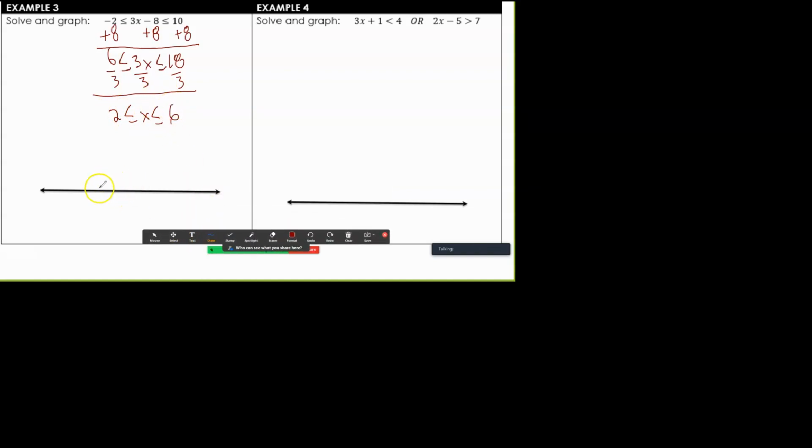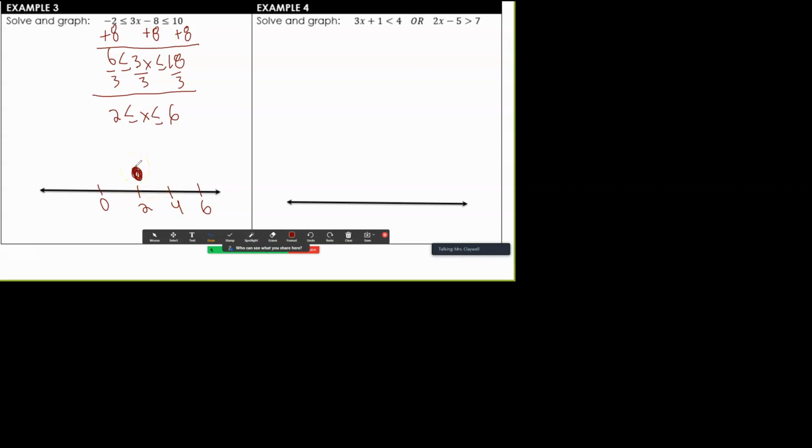Here, these are similar to what you've seen before. My goal is still to get x by itself, but I have to remember, I know I need to add 8, but do I add 8 to one side or to both sides? I'm going to add 8 to every portion of this, the right, left, and center. Then when I divide by 3, I need to divide the right, left, and center by 3. 2 is less than or equal to x, which is less than or equal to 6. 2 and 6.